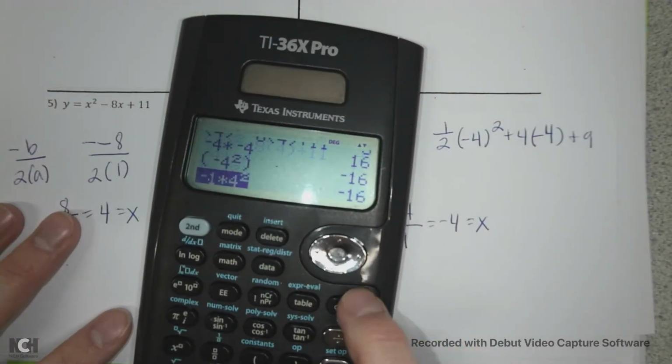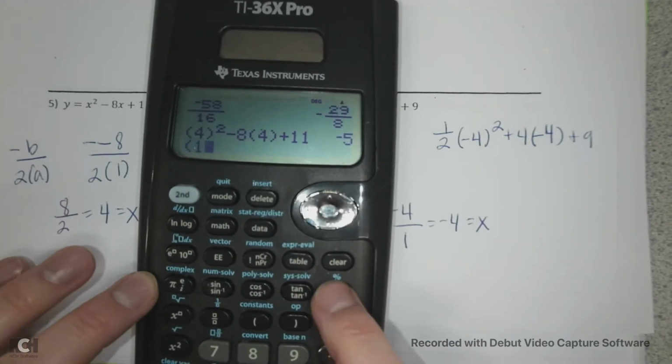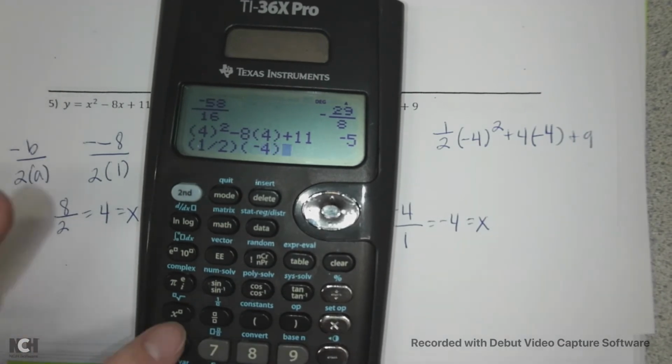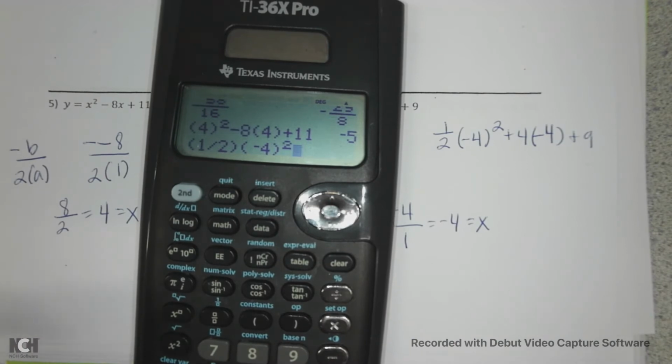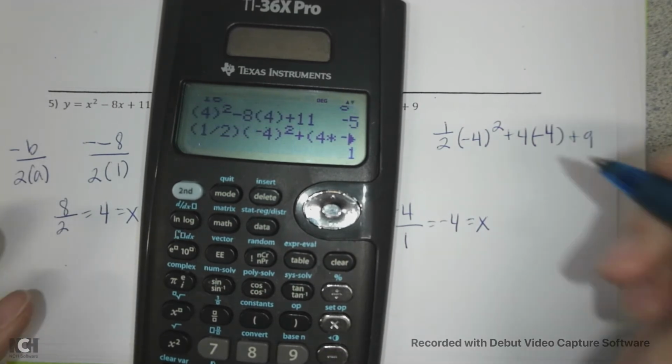Okay, so, oh yeah, that's right. I forgot what I was doing. I got so excited to show you. Okay, so I'm going to type 1/2. I like to put my fractions in my calculator with parentheses. You don't have to. I just like to. I think it's because I learned on some old school calculators, and that's what you had to do. So then 4 squared plus 4 times negative 4 plus 9, and I get 1.